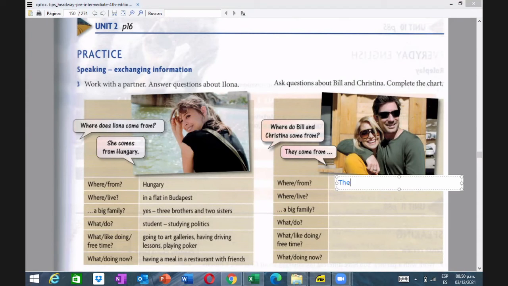Where do they live? Okay, where do they live? They live in a house on the beach in LA. Yeah, very good. Please, you have to write everybody here the answer. Okay, let me write the correct question. If you want to check, maybe.